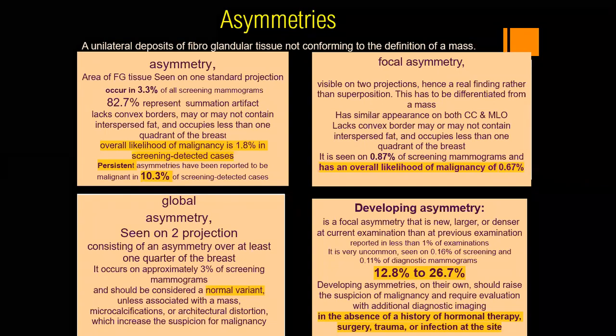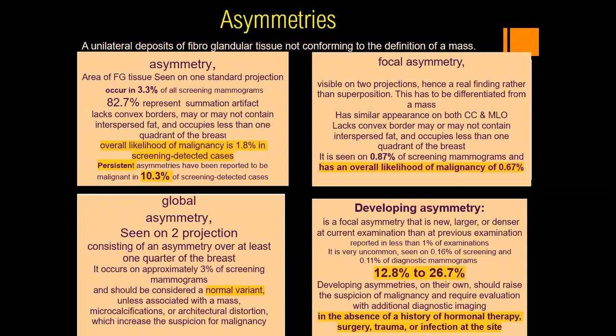See? Developing asymmetry is the least common, but the probability of malignancy, or the positive predictive value, is from 12 to 26.7%. So it will be BI-RADS 4B from the beginning. If at initial diagnosis there is a developing asymmetry, it will be BI-RADS 4B. Okay, is it clear now?